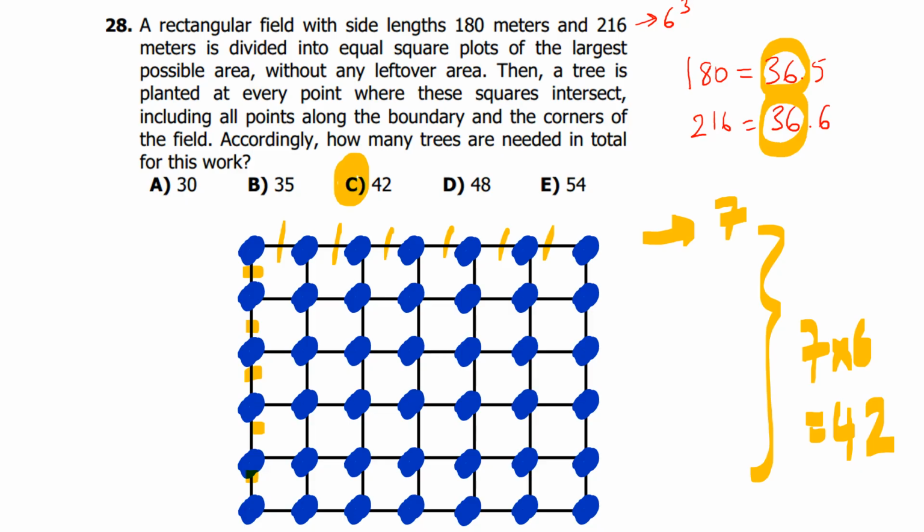You can answer the question like this. The distance between two trees is 36.